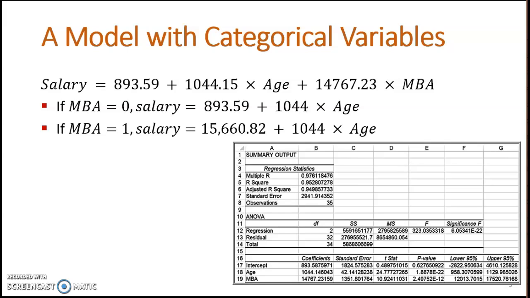The only difference between these two equations is in the intercept. So the model suggests that the rate of salary increase for age is the same for both groups. Of course, this may not be true. Individuals with an MBA might earn relatively higher salaries as they get older. In other words, the slope of age may depend on the value of MBA.